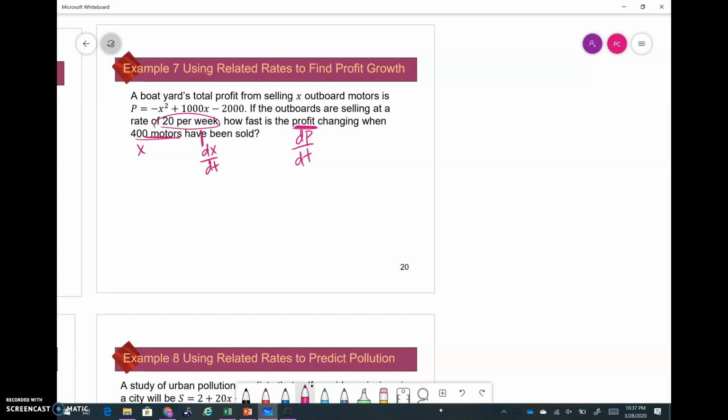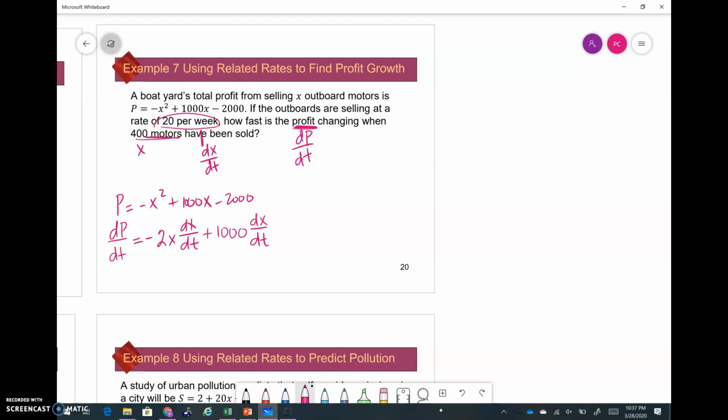So I'm going to take my function, P equal to negative X squared plus 1,000X minus 2,000, and take the derivative. The derivative of P would be dP over dt equal to negative 2x dx over dt plus 1,000 dx over dt.